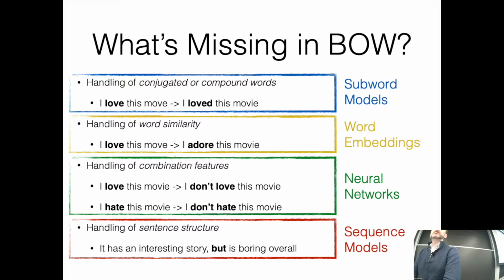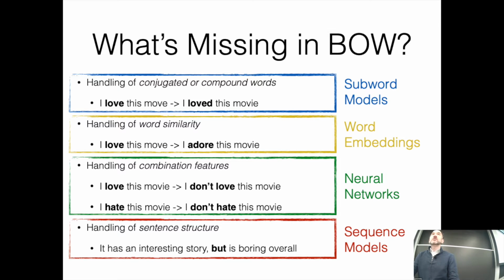And if we look at what's missing in bag of words models, we talked about handling of conjugated or compound words. We talked about handling of word similarity. And we talked about handling of combination features and handling of sentence structure. And so all of these are tricky problems. We saw that creating a rule-based system to solve these problems is non-trivial and at the very least would take a lot of time. And so now I want to talk about some solutions to the problems in this class.